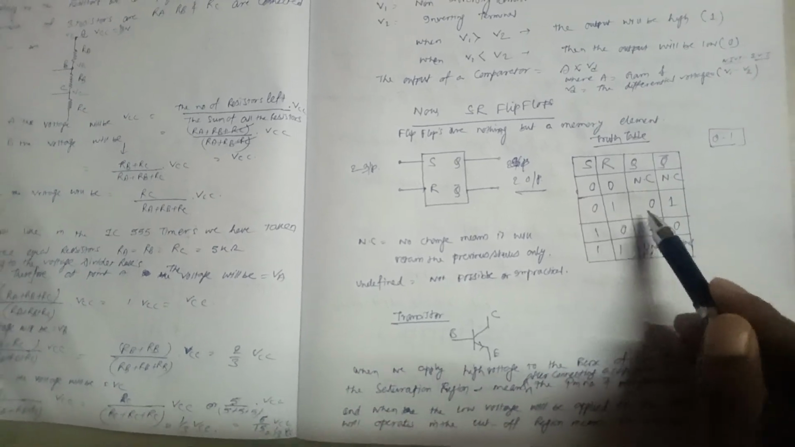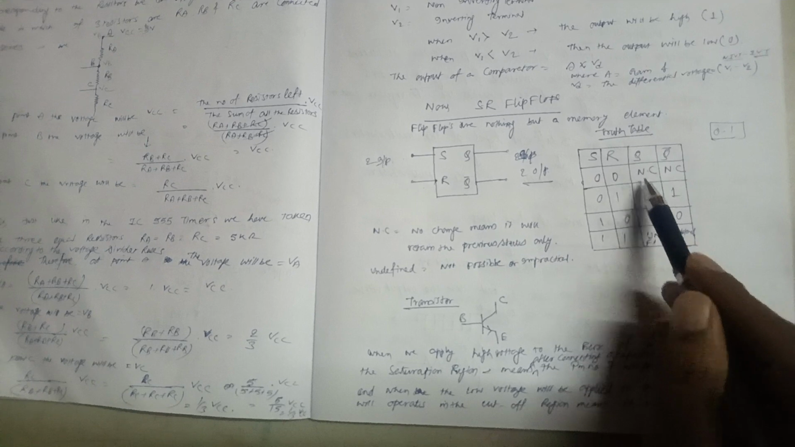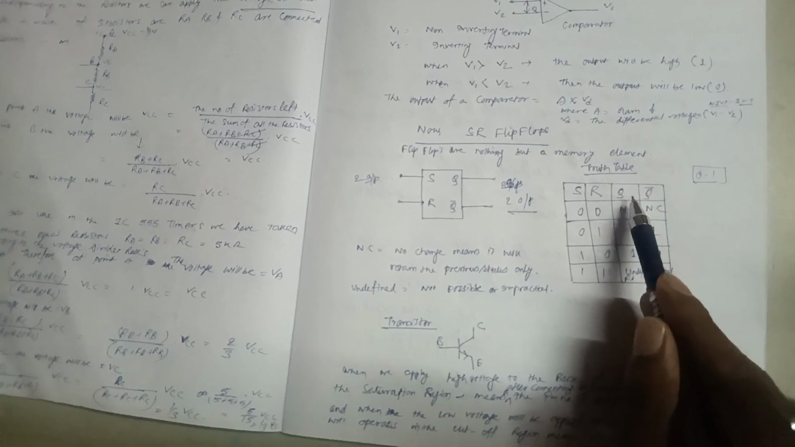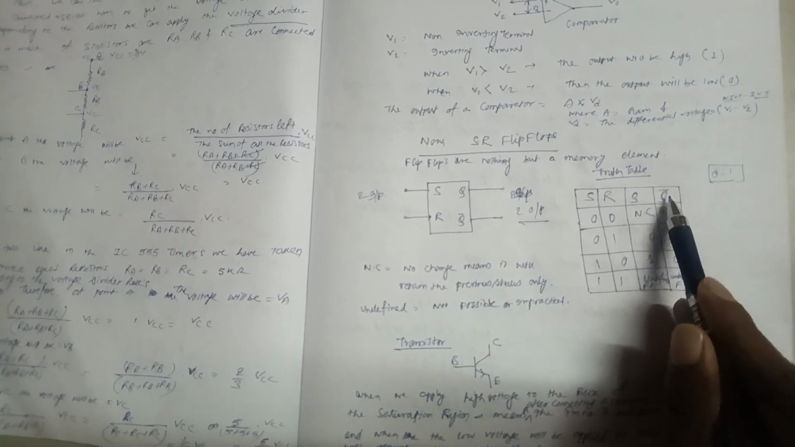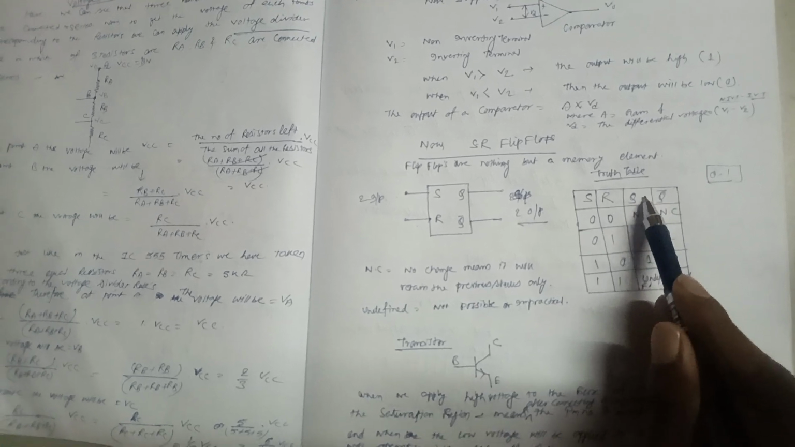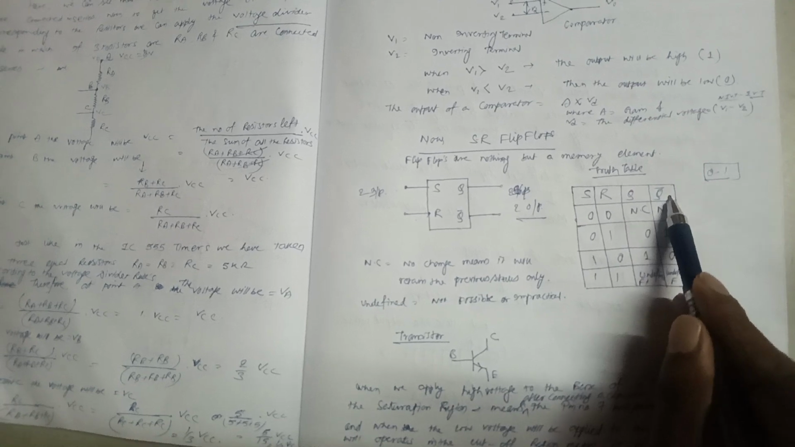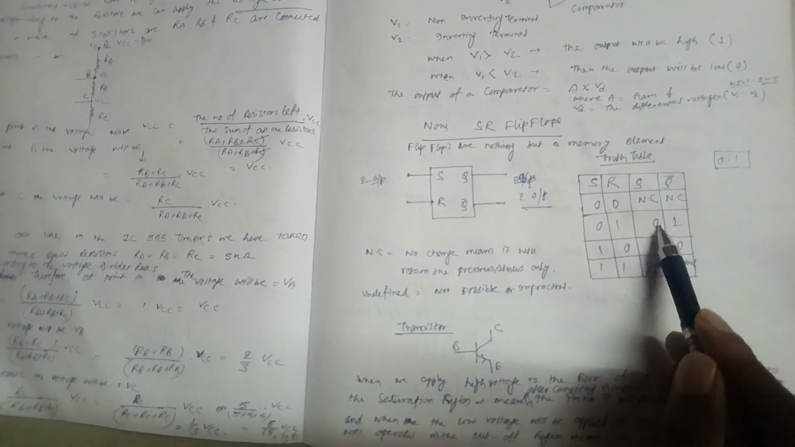Now coming to the next, 0 1. If we apply 0 here and 1 here, what will you get? 0. So obviously Q and Q bar are complements of each other. That means these are inverting. In digital circuits, we say these are complements of each other, or inverting. Whatever the result, suppose you provide high here, you will get low here. If you provide low here, you will get high here. So just opposite.